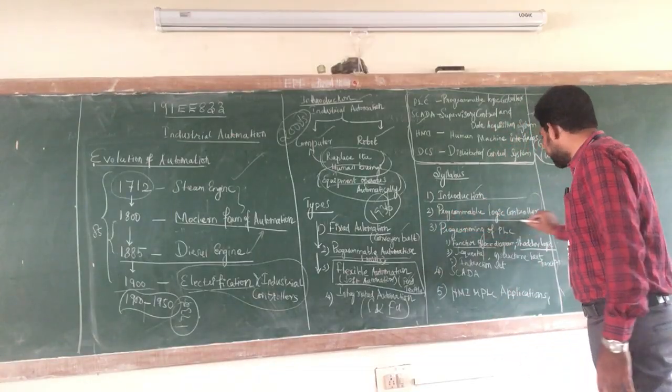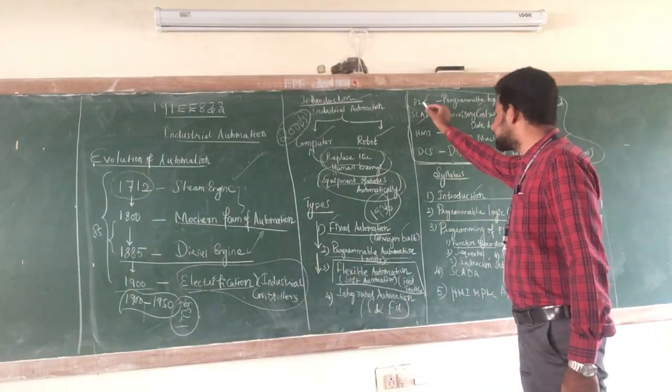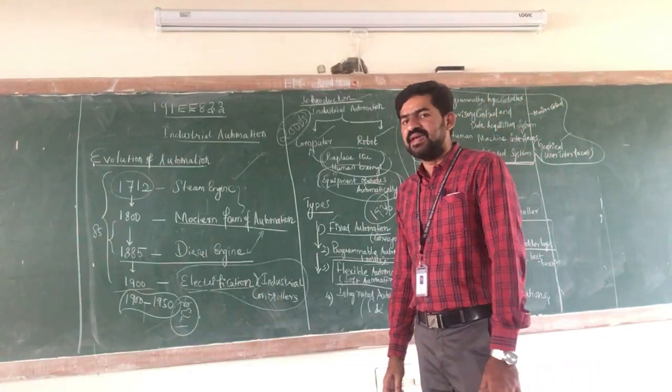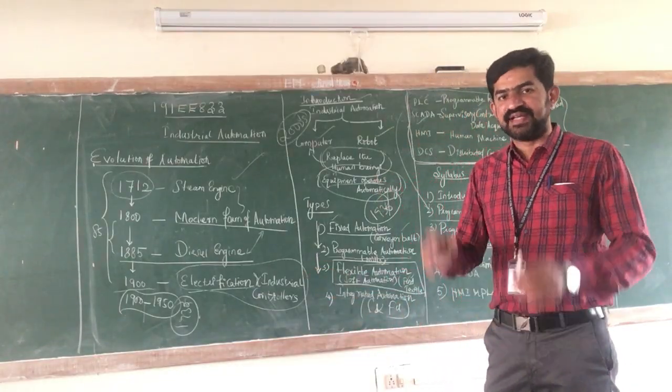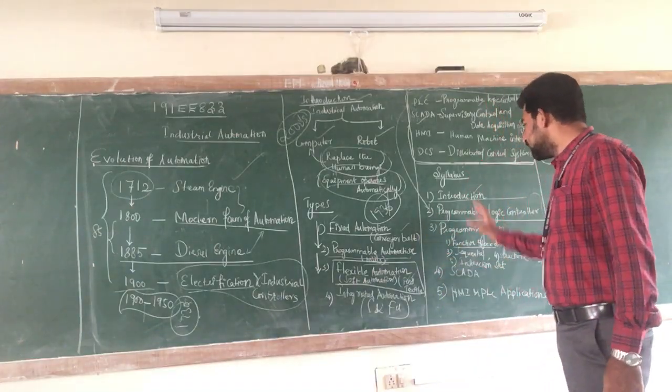The second unit is very important: the programmable logic controller. I have already told you, guys, this is a very important parameter, otherwise we are going to take it apart as part of industrial automation. A lot of controller techniques are available, but especially in our syllabus, we are going to discuss the programmable logic controller. This is very important.